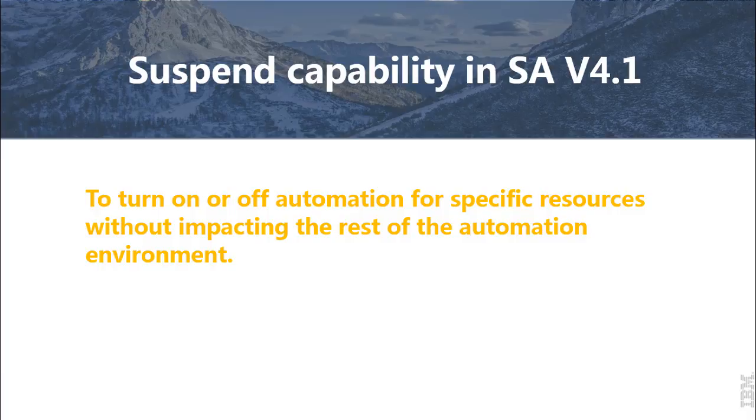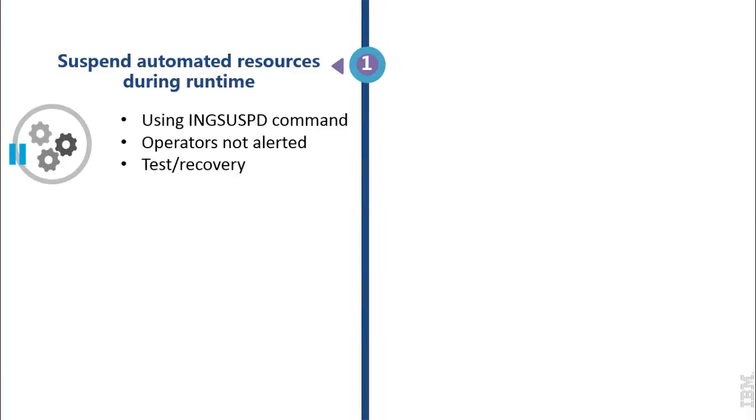Currently, there are two flavors of the suspend capability. The first flavor is to suspend automated resources during runtime. Resources that are already automated can be suspended and resumed during runtime using the INGSUSPEND command. Operators are not alerted by the suspended resources. This capability is useful when operators want to start or stop resources outside automation for test or recovery purposes.